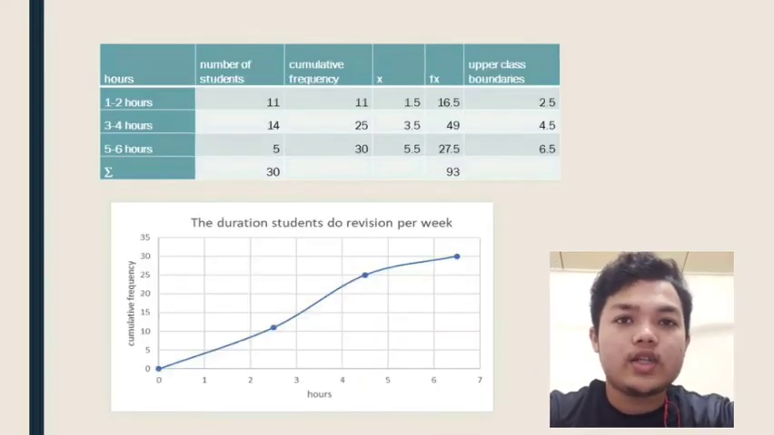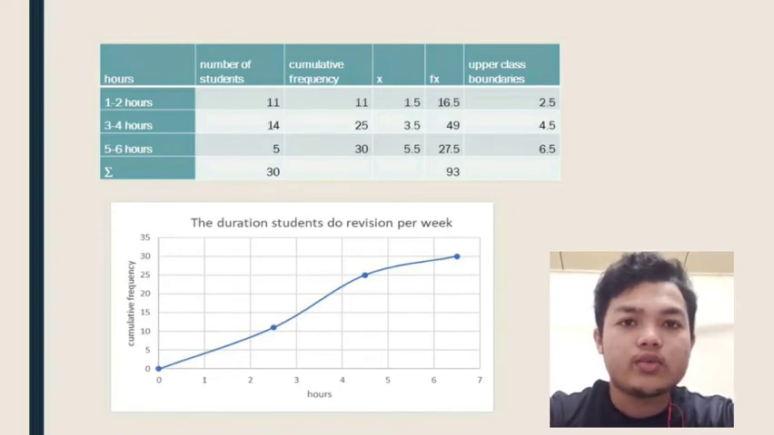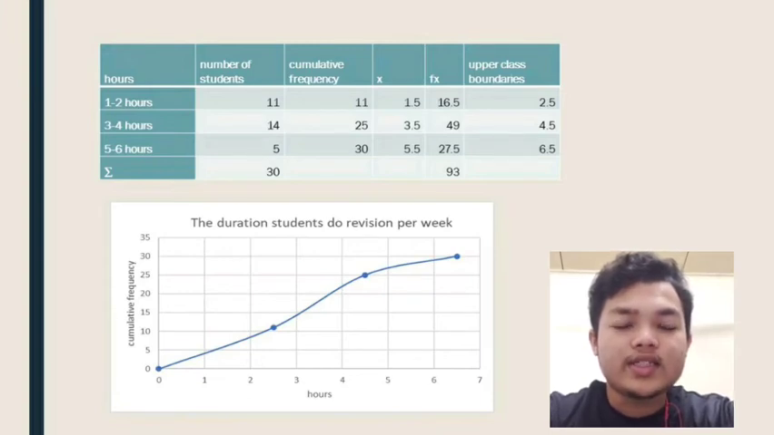Next, I would like to talk about question 4. The question is, how much time do you spend on revision in a week? The title of the graph is the duration students do revision per week. The x-axis is hours and the y-axis is cumulative frequency. Based on the ogive, we can see that the highest data for students doing revision in a week is 3 to 4 hours, which is 14 students.